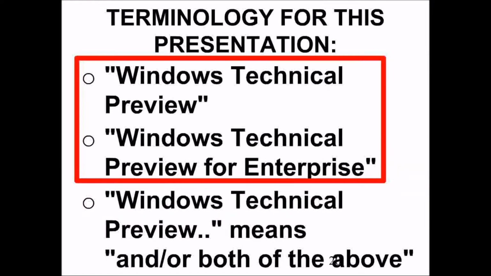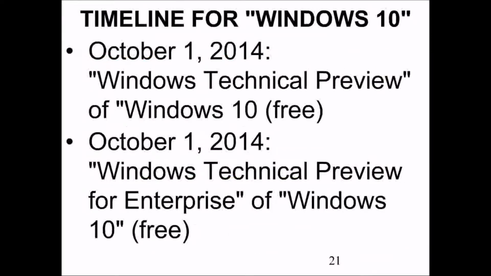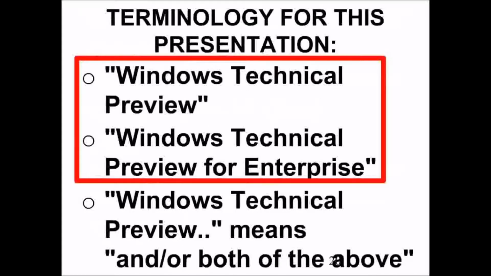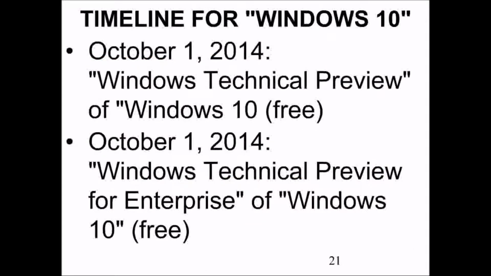So for this presentation, if it says Windows Technical Preview, that's the edition we're talking about. If it says Windows Technical Preview for Enterprise, that's the other edition. If we put in two dots, like the case in the bottom, Windows Technical Preview dot dot, it means the above two editions and/or, okay? Let's look quickly at the timeline.